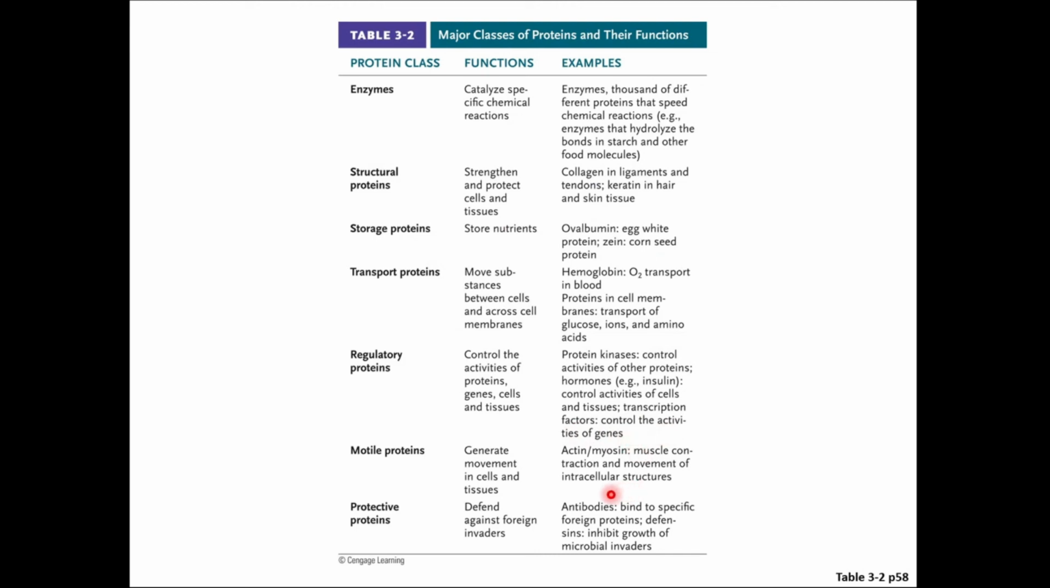Also, we have another class of protein, which is known as the motile proteins or motor proteins. Those generate movement in cells and tissues. Examples: actin and myosin, as we just mentioned a couple of seconds ago. Those are found in muscles and are responsible for contraction and the movement of intracellular structures. Also, we have protective proteins. Their function is to defend against foreign invaders, such as antibodies that bind to specific foreign proteins, defending against and inhibiting the growth of microbial invaders.